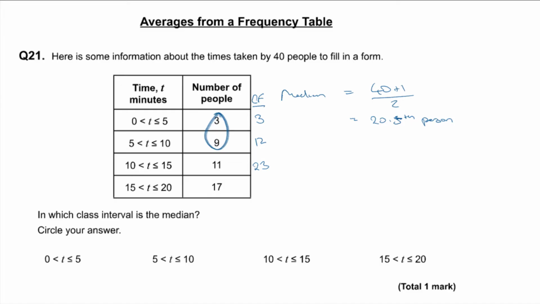Okay, so if person 1 to 3 is in the first group, and person 4 to 12 is in the second group, and person 13 to 23 is in the third group, then person 20 and person 21 are both in this group here then, aren't they? They must be both in here. So then my answer is that one.